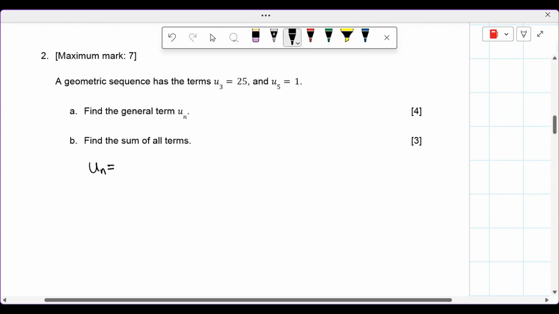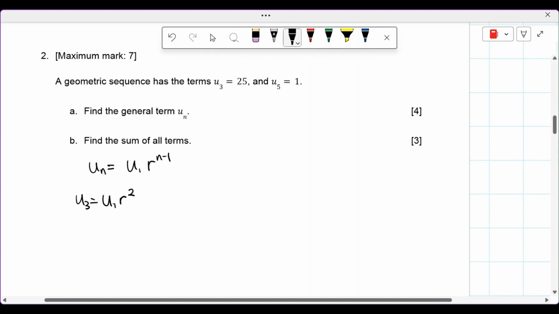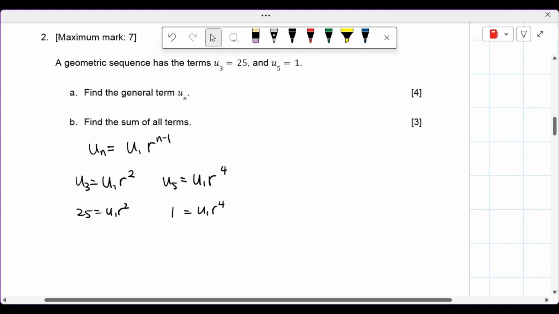For the geometric sequence, I know that un is equal to u1 times r to the power of n minus 1. So that means that u3 is equal to u1 times r to the power of 3 minus 1, so that's 2. And u5 is equal to u1 times r to the power of 5 minus 1, which is 4. So I know that 25 is equal to u1 r squared, and 1 is equal to u1 r to the power of 4. So once again, I have two equations, two variables, so I think I can use substitution to solve this.